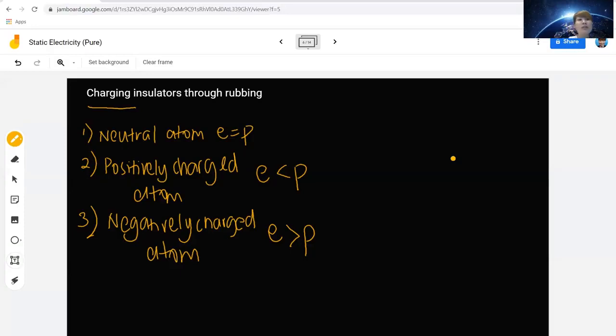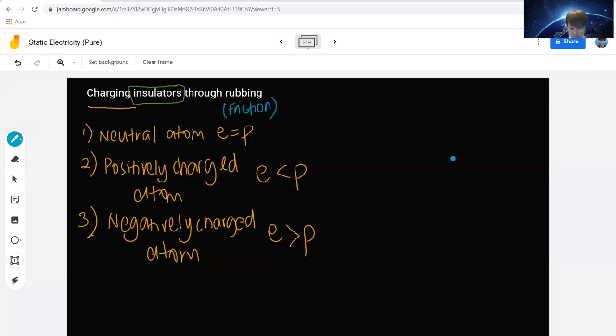Previously we mentioned that in insulators, the electrons are not free-flowing. They don't move freely within the material. So if you want the electrons to be transferred, you need to introduce friction, some form of force to force the electrons to be transferred. So let's take a closer look. How does rubbing produce that needed force? Rubbing produces friction.